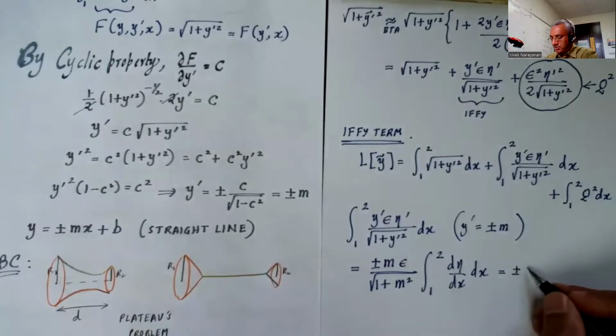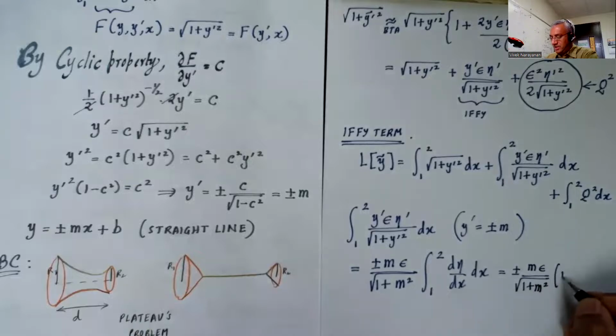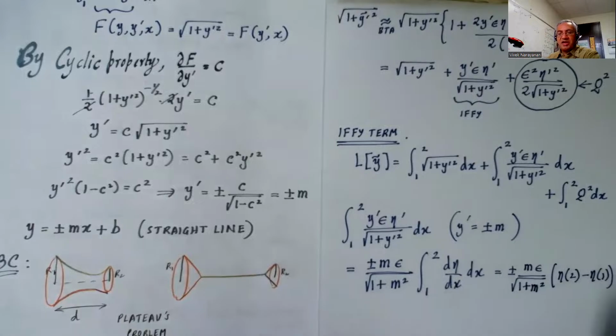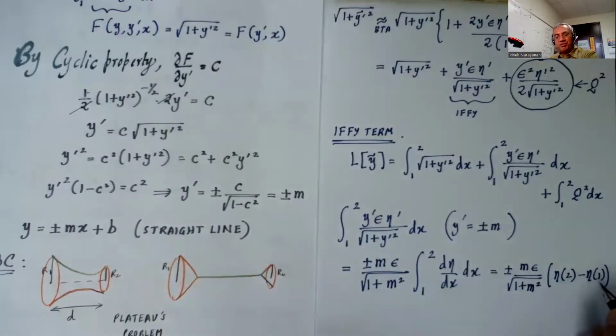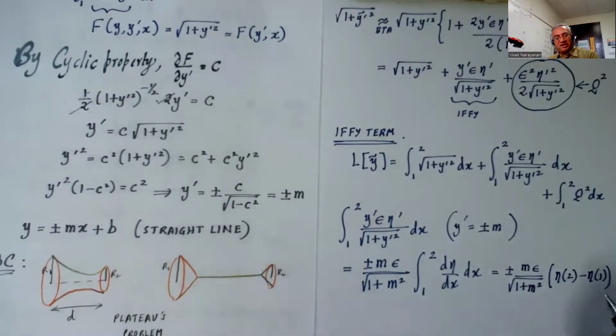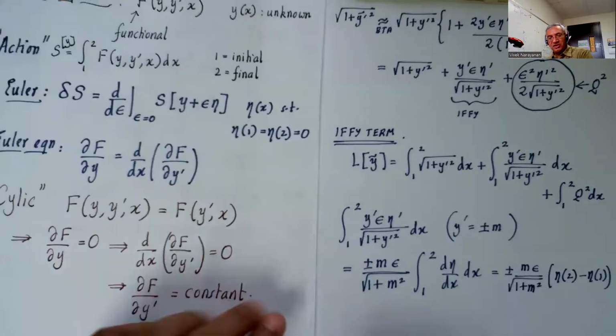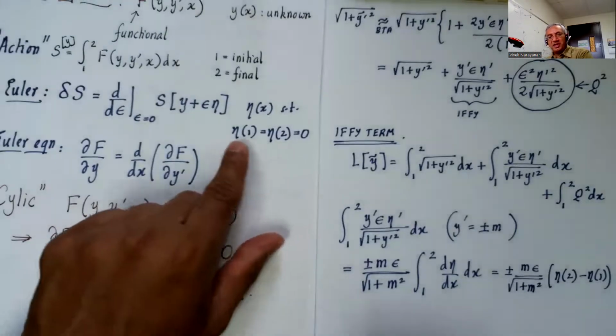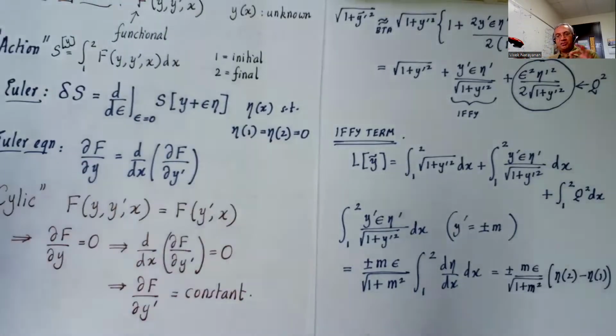So this is just a bunch of constants outside times eta at the final point minus eta at the initial point. But eta at the final point and eta at the initial point are both 0. That's one of the things we have in variational calculus. You cannot vary the endpoints. The endpoints have to remain fixed. You can only vary what's in between.